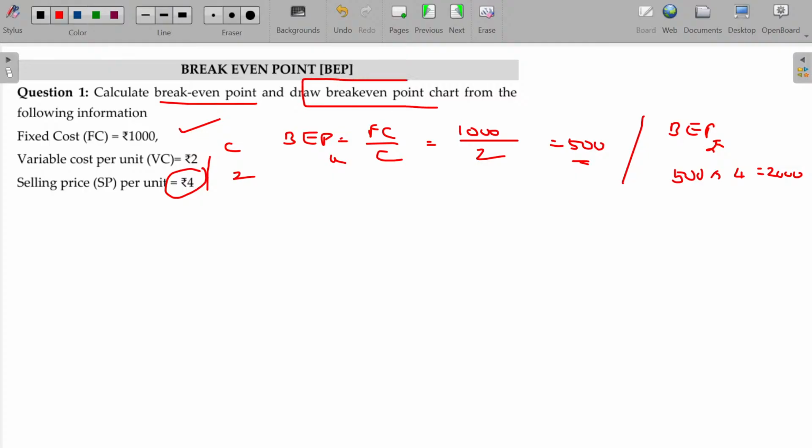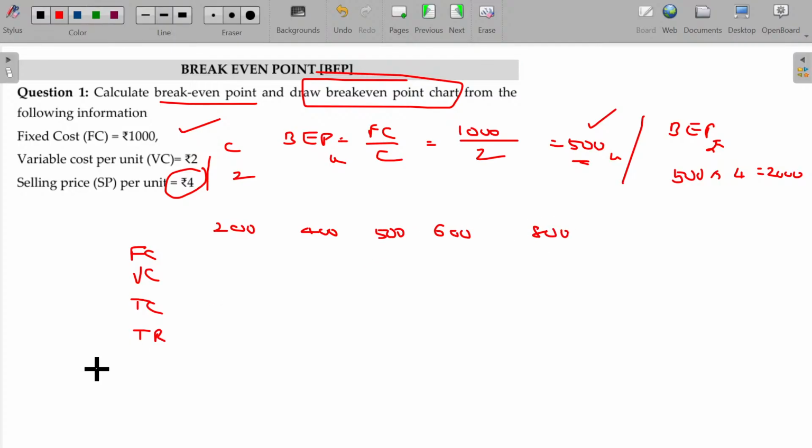Also, you have been asked to draw the break-even point chart. For the break-even point chart, what you have to do? You have to find out the fixed cost, variable cost, total cost, and total revenue. You draw the table here and then plot that in the graph for various levels of production. So you know that 500 units being the break-even point, you can start this way: 200, 400 units, 600 units, 800 units. Better you can have in between also 500 units.